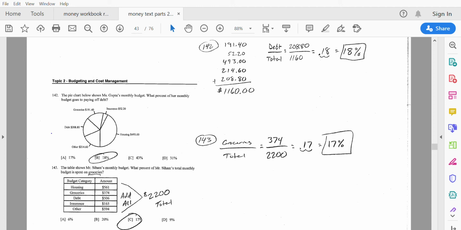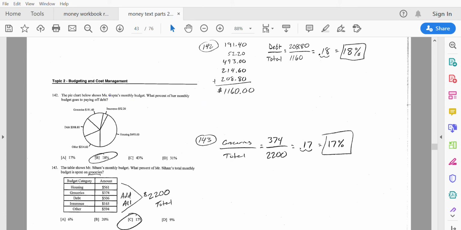We actually have to do the math because there's some choices here, especially A and B, that are very similar. Very close. But we're going to set this up the same way. We had to do part over whole. Debt is $208.80. So that goes on the top. That's the part we're looking for. And then we need the total on the bottom.